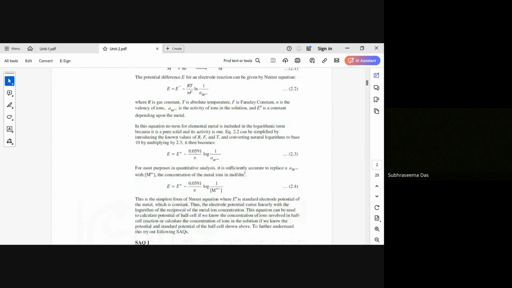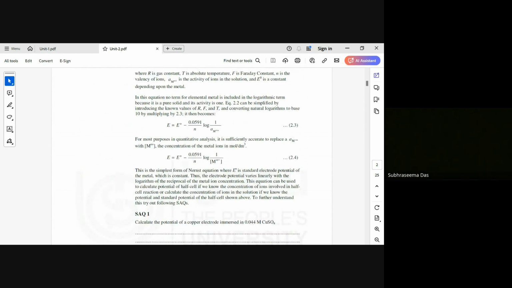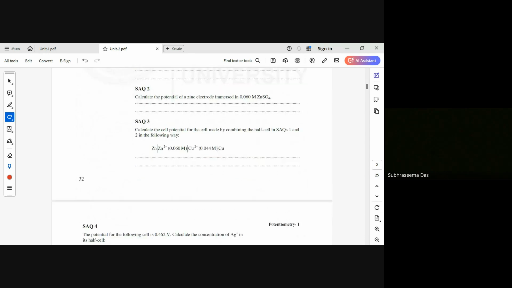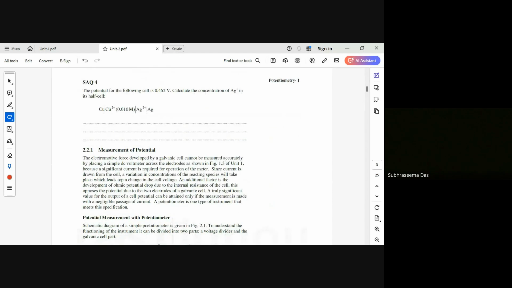From the previous chapter, we found that the Nernst potential is given by the equation represented in 2.4. This is particularly for a metal M, where E0 represents the standard EMF, E is the EMF of the metal, and the small n represents the number of electrons involved in the electrochemical process. So with the use of the Nernst equation, we'll go ahead and study the importance of measurement of potential.